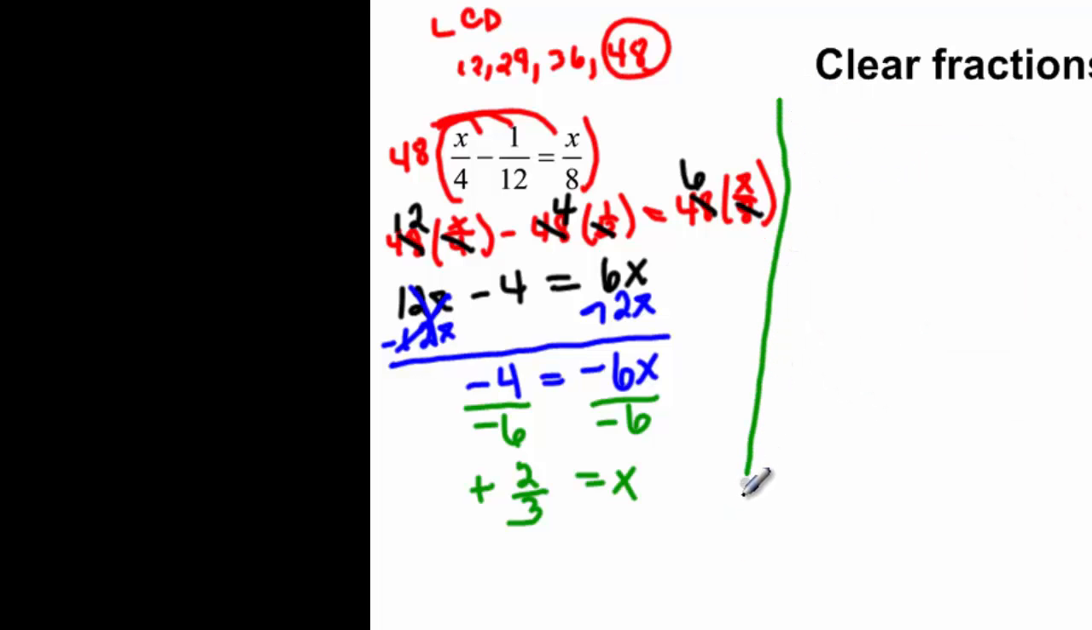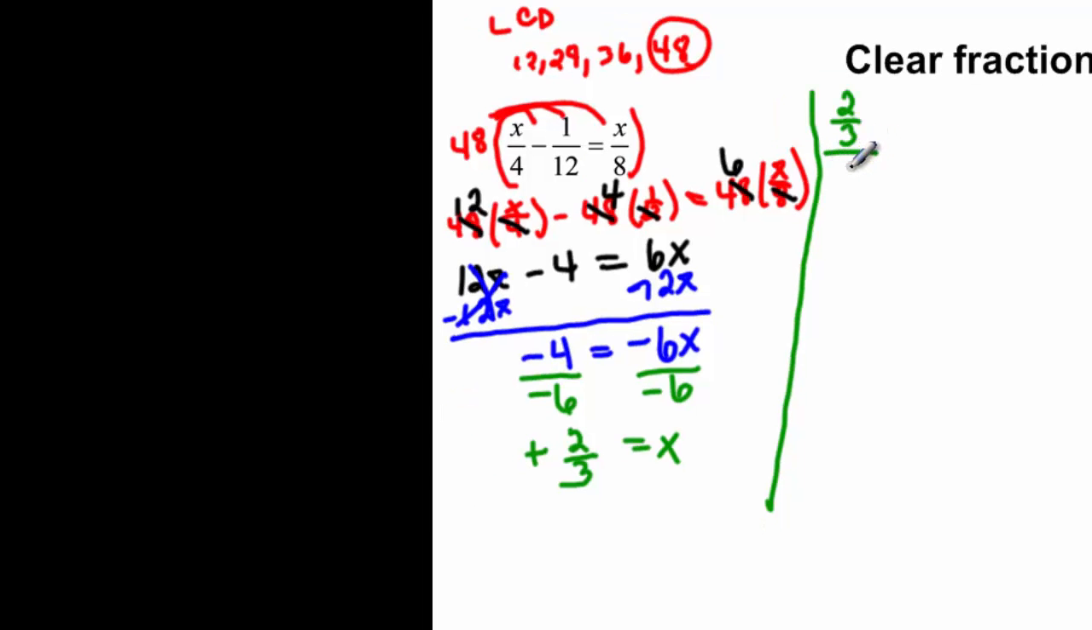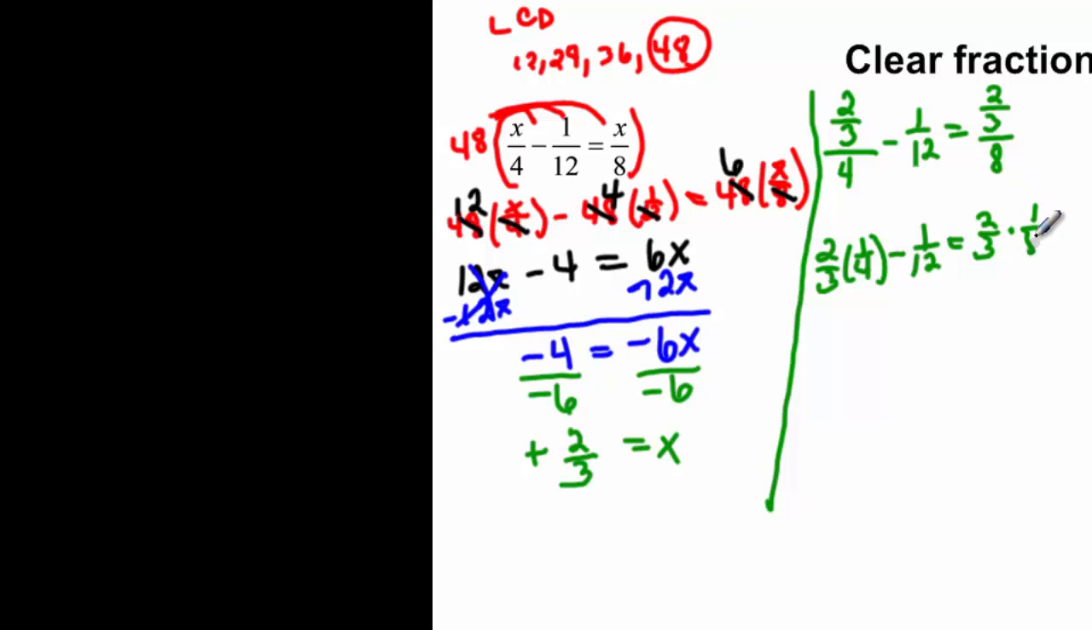So let's see if we can check this here. 2/3. It's kind of tricky to check when you have a fraction, but just remember that dividing is the same thing as multiplying by the reciprocal. So we say 2/3 divided by 8 here. This is really 2/3 times 1 over 4, the reciprocal of 4, minus 1 over 12 is equal to 2/3 times the reciprocal of 8, or 1 over 8.